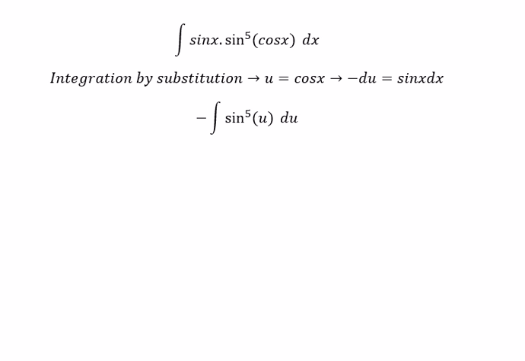Next, we can put u to the power of 4 multiplied with negative du.